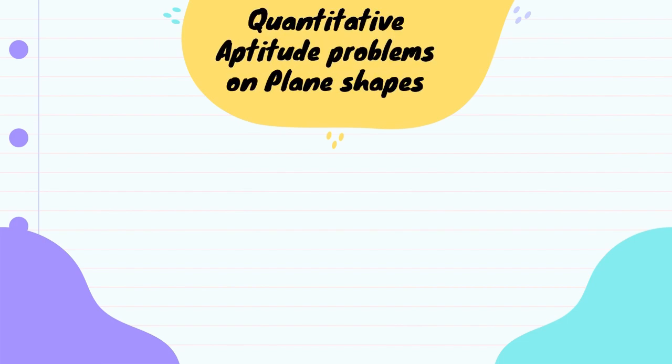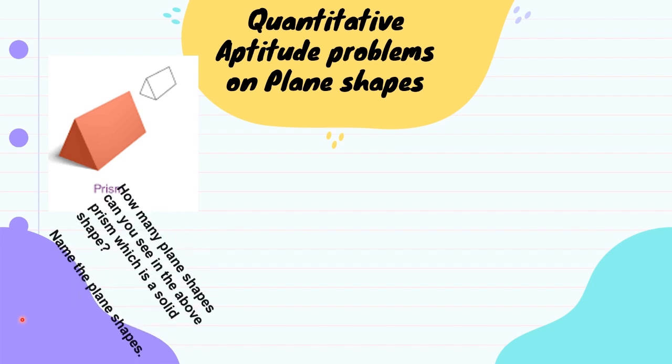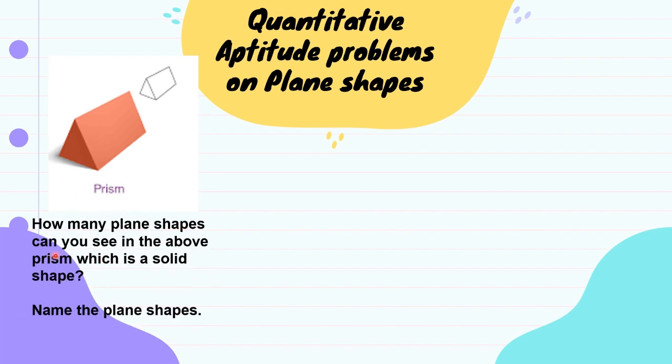Let's look at quantitative aptitude problems on plane shapes. I have a prism here, a prism. How many plane shapes can you see in the above prism, which is a solid shape? Name the plane shapes. How many plane shapes can you see?